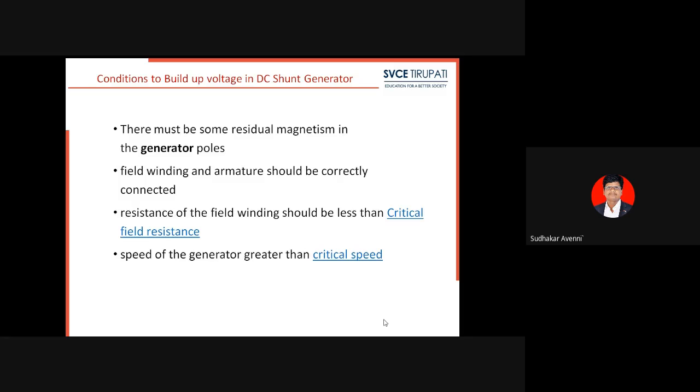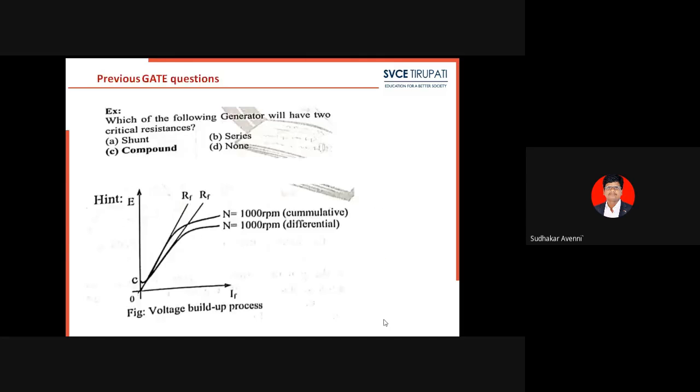See here, what are the questions coming from this topic in GATE? Previous GATE questions from this topic. First question: which of the following generators will have two critical resistances? A shunt, B series, C compound, D none. So here the answer is compound.